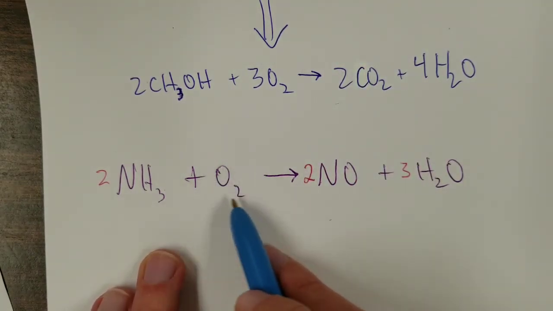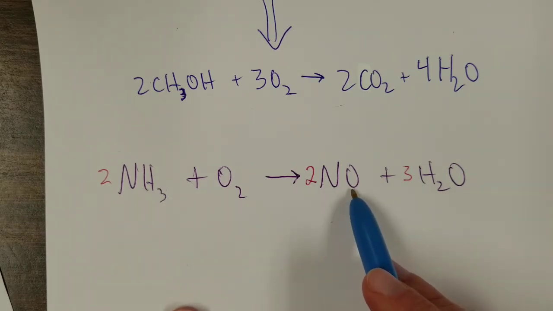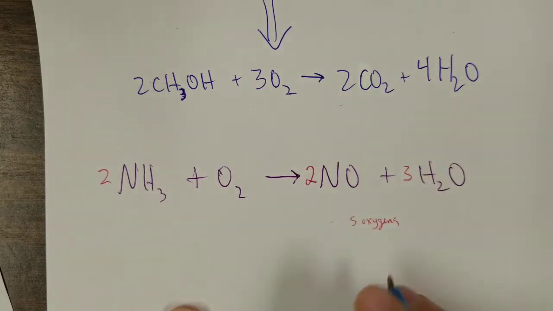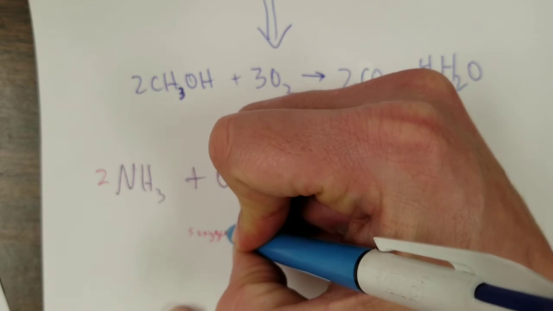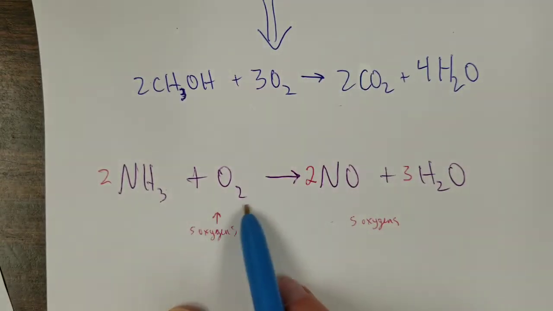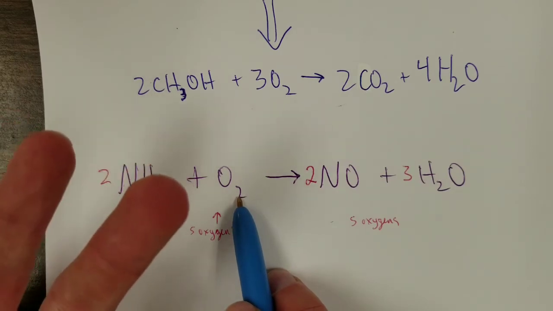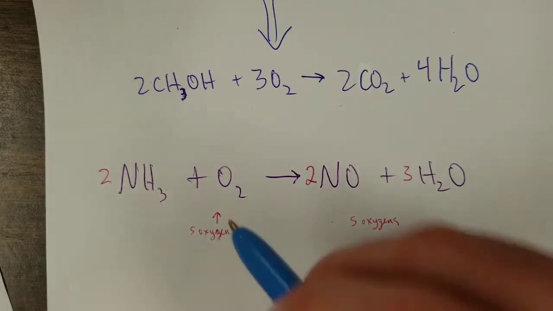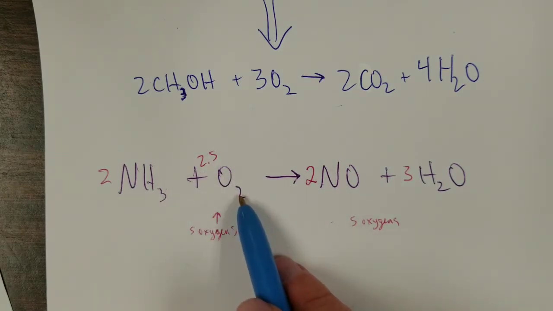And now I save the pure element for the end. Here we go. There are 2 oxygens here and 3 oxygens here, so there is a total of 5 oxygens. I need to somehow get 5 oxygens here too. In order to do that, I will say, one O2 has 2 oxygens, 2 O2s has 4 oxygens, 3 O2s has 6 oxygens. So I need more than 2 and less than 3, so I'll say 2.5 oxygens. 2.5 of these will give me 5 oxygens.